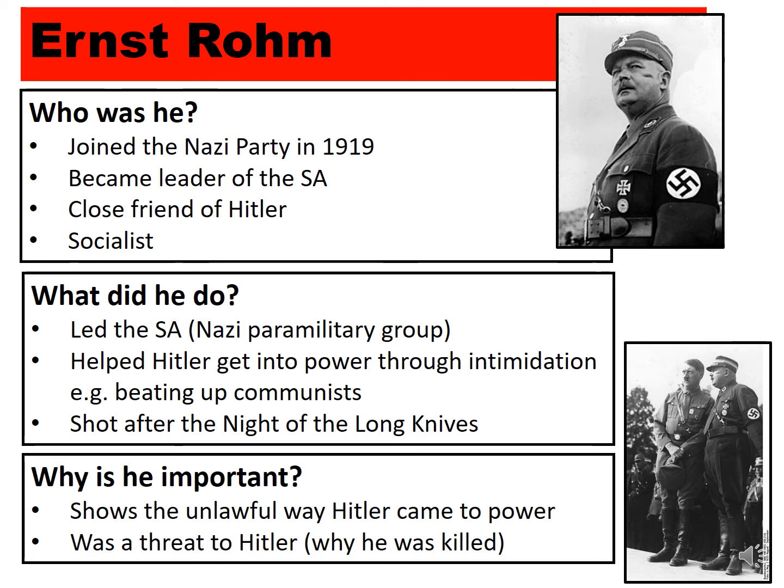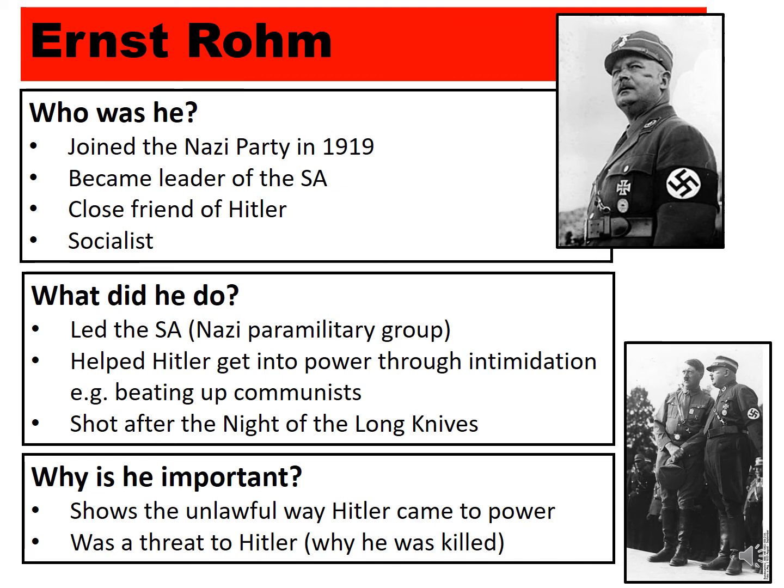And he was important because he was a genuine threat to Hitler. The SA were millions strong in the 1930s. He had so many people under his control, and he was annoyed that Hitler wasn't doing any of the socialist promises that he had originally said that he would do. And Hitler was worried that if Ernst Rohm wanted to take over, he had all of the SA on his side. So theoretically, he could have taken Hitler's power from him.